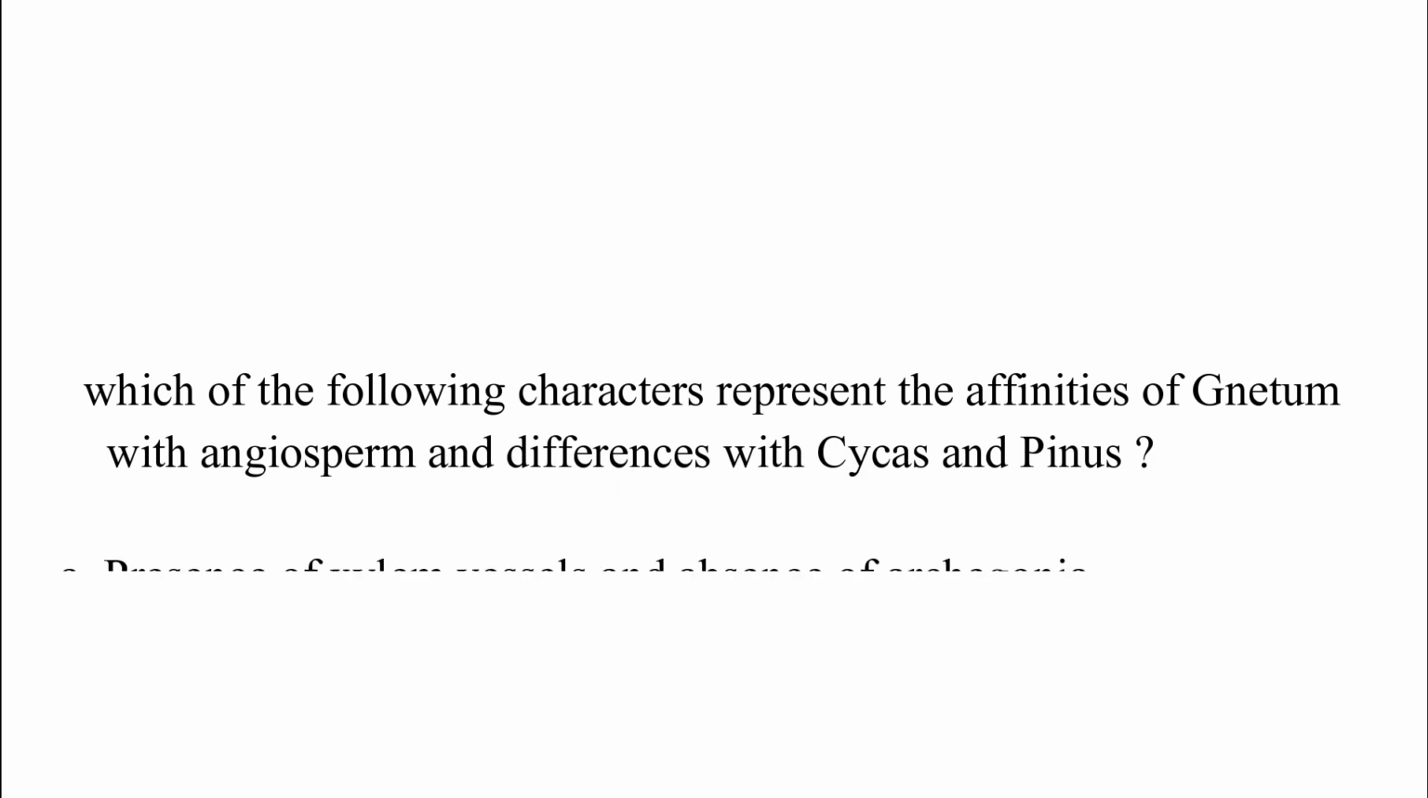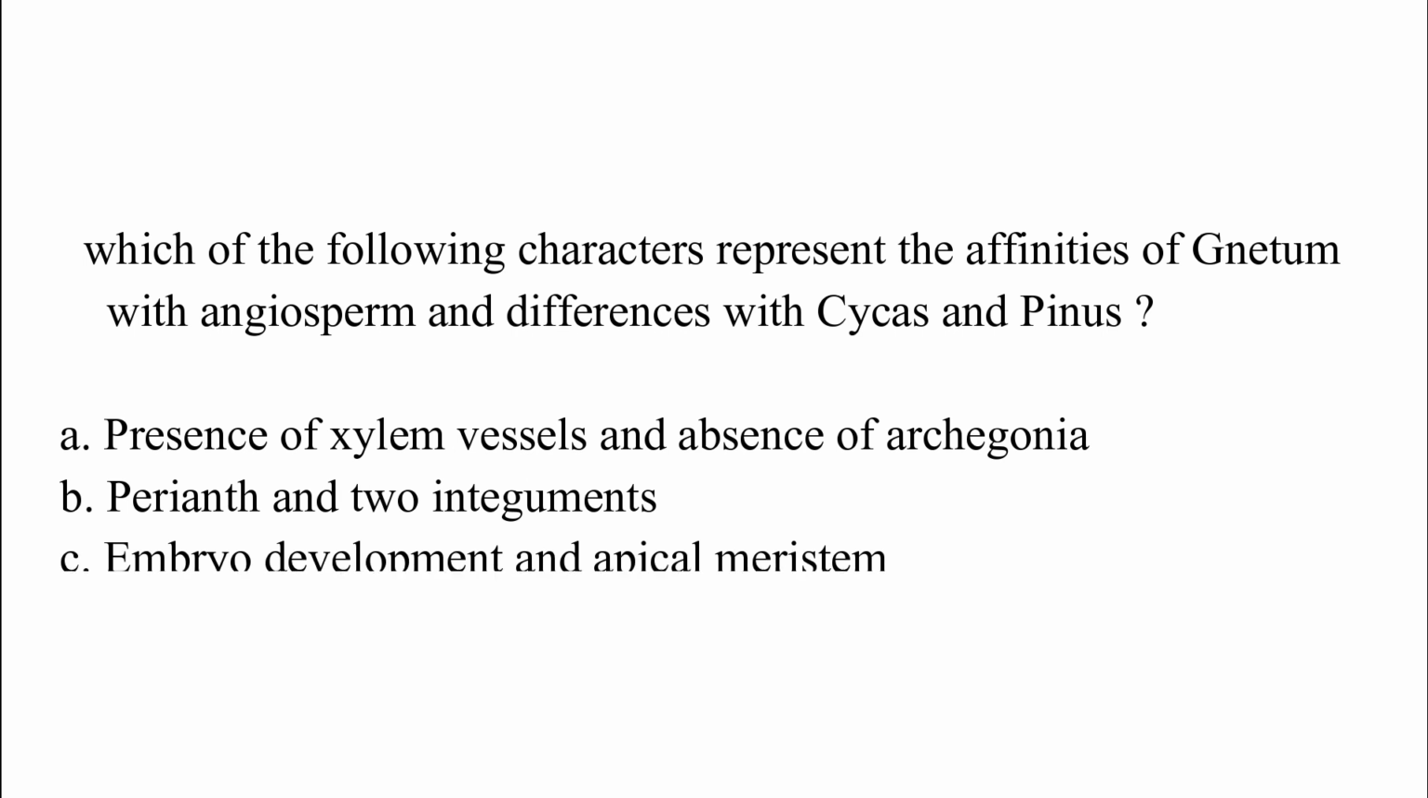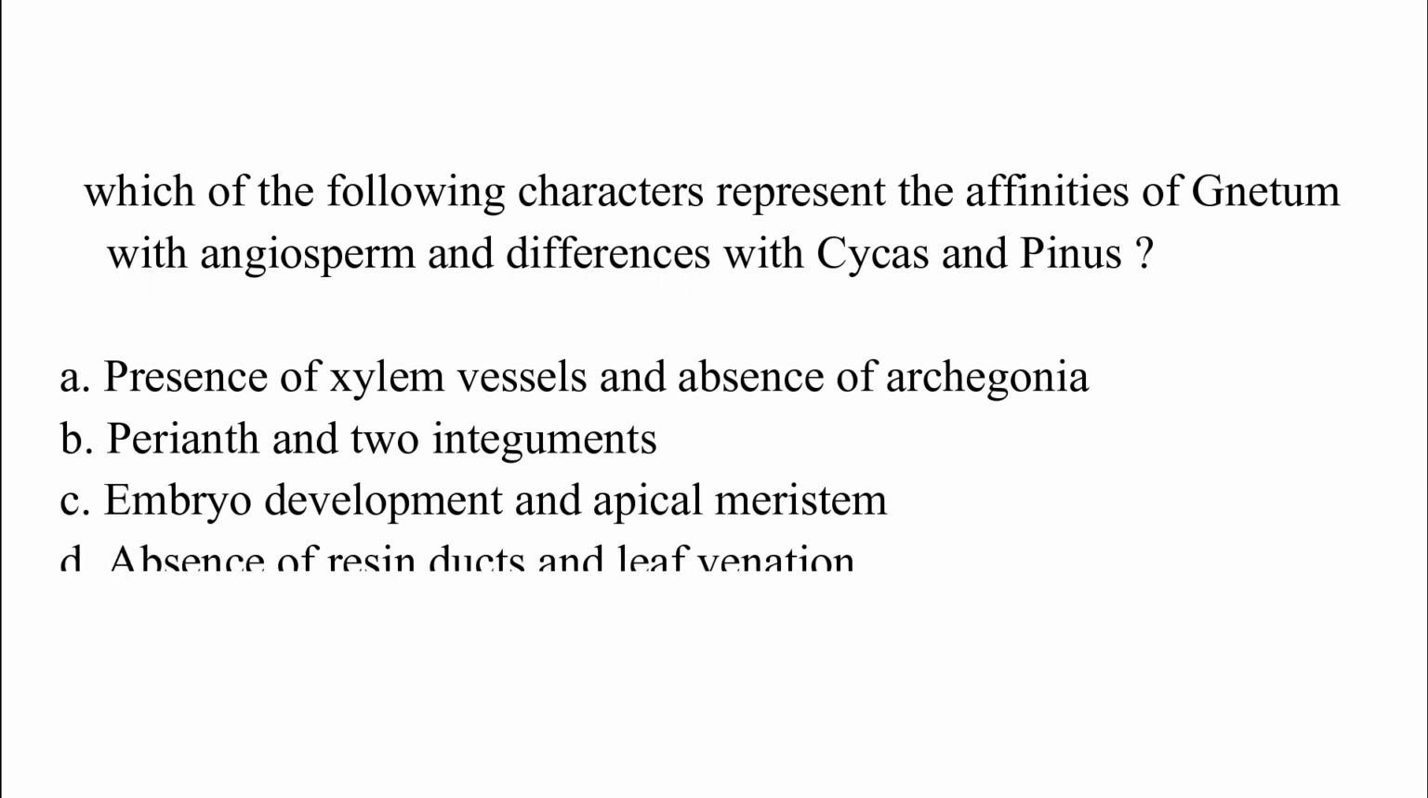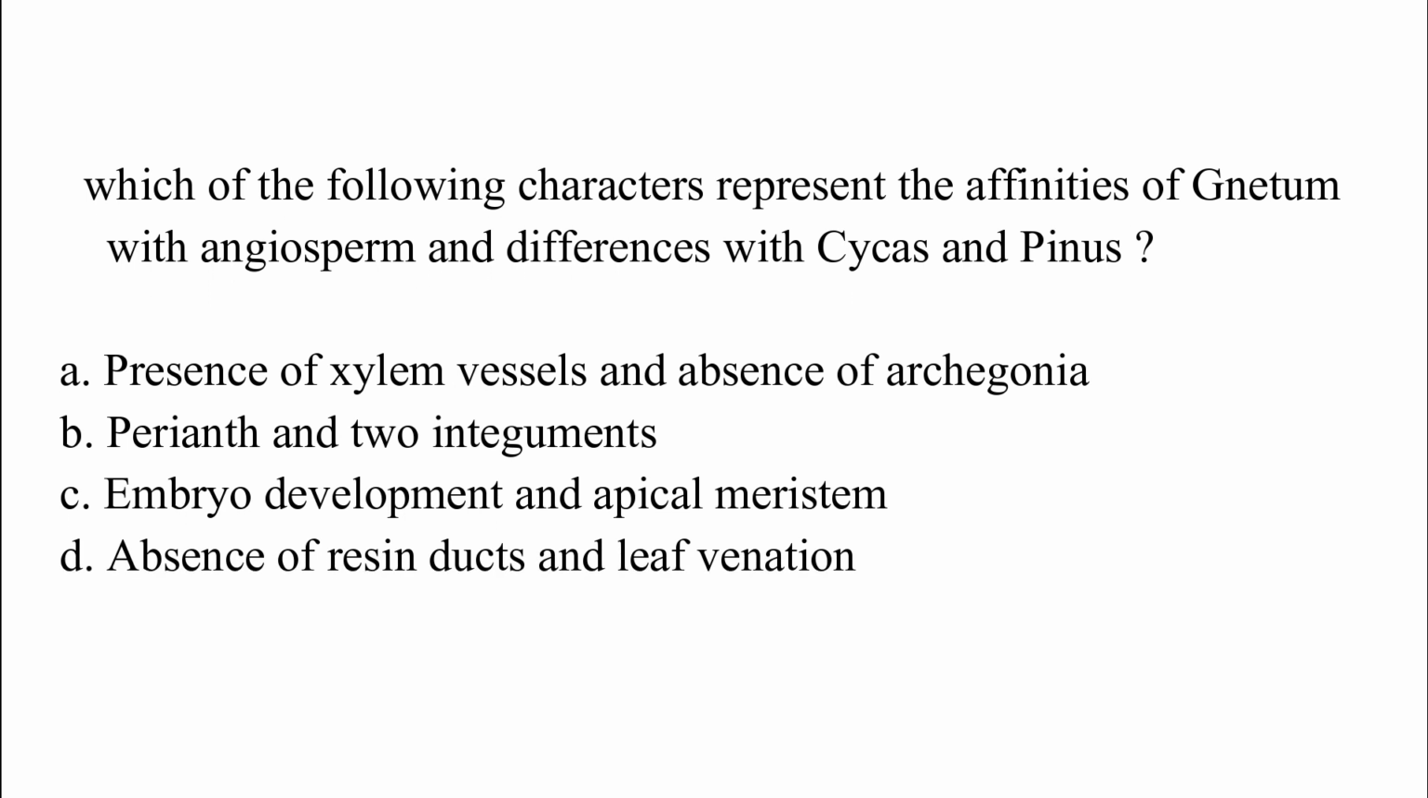Which of the following characters represent the affinities of Gnetum with angiosperm and differences with Cycas and Pinus? Option A, presence of xylem vessels and absence of archegonia. Option B, perianth and two integument. Option C, embryo development and apical meristem. Option D, absence of resin duct and leaf venation. The correct answer is option A, which is presence of xylem vessels and absence of archegonia.